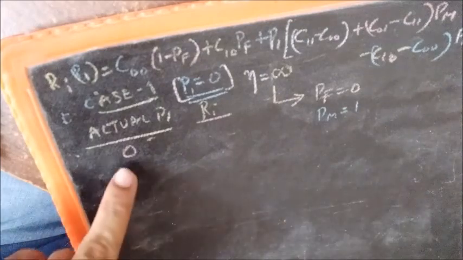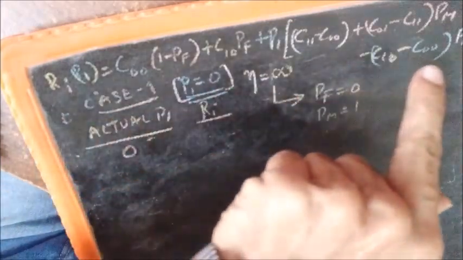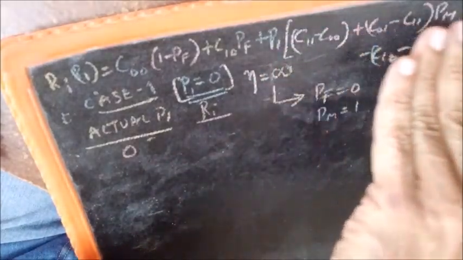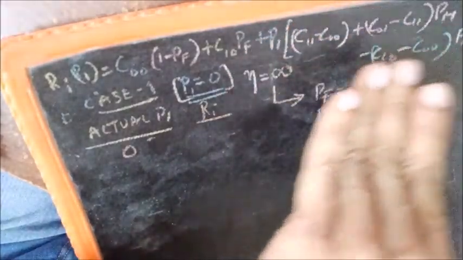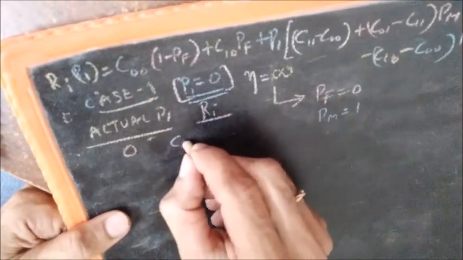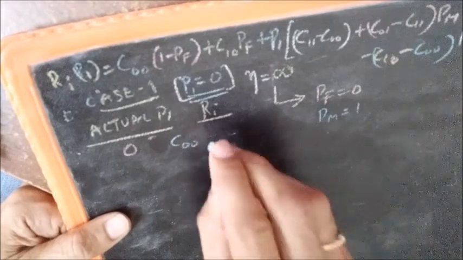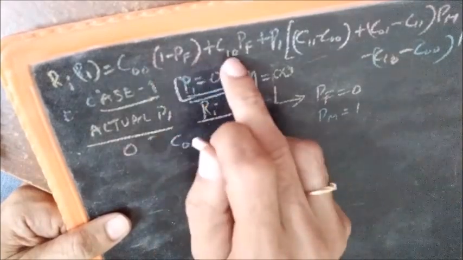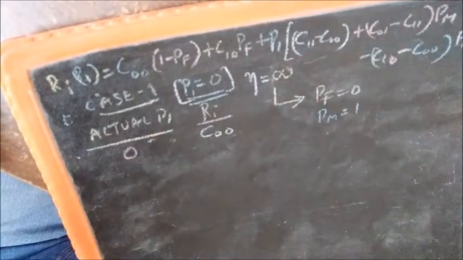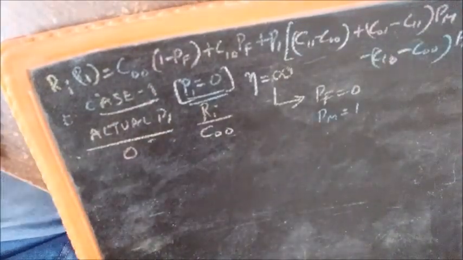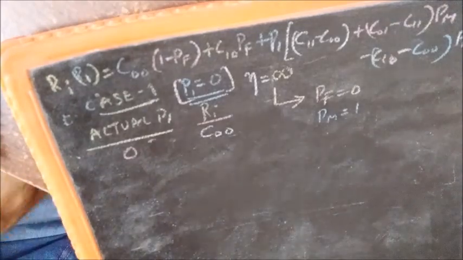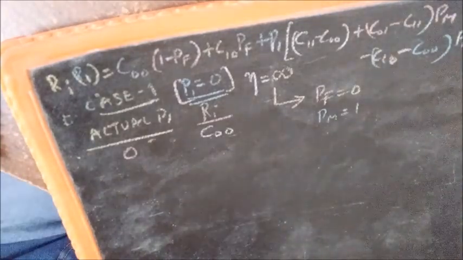So when actual P1 is 0, we can find out from this expression what the cost is. P1 is 0, which means this entire term vanishes. And over here we have C00 into 1 plus C10 into 0, PF being 0, which means the cost is C00. So it makes sense because actual P1 is 0, you have assumed P1 is also 0, so you are always correct. So cost is C00.